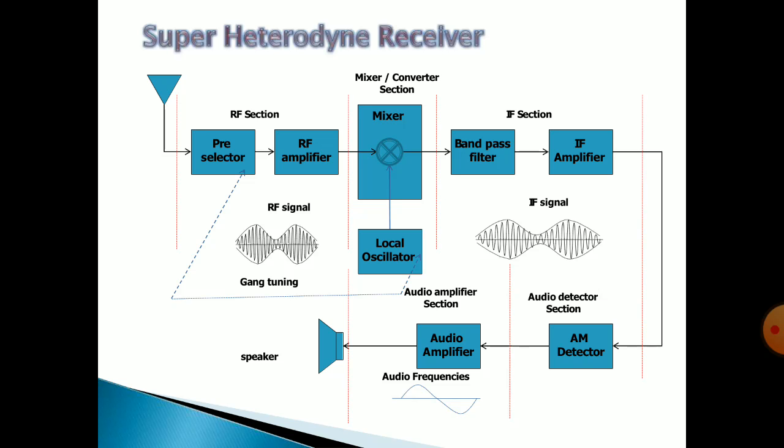Heterodyning is nothing but the process of mixing two signals having different frequencies to produce a signal with a new frequency. This is the principle which is used in the superheterodyne receiver.